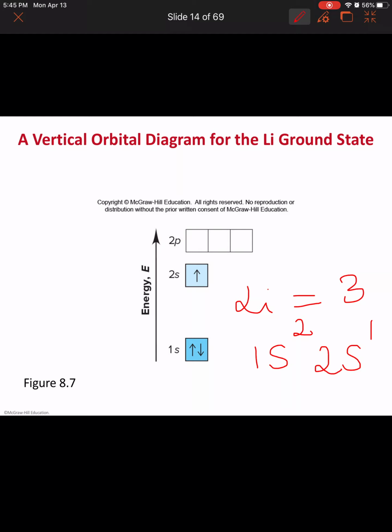And then we don't have anything to put on the 2p level. Okay, so that's how you write the electron configurations, and also represent the orbitals. So these are the orbitals in boxes. 1s², 2s¹. Okay.